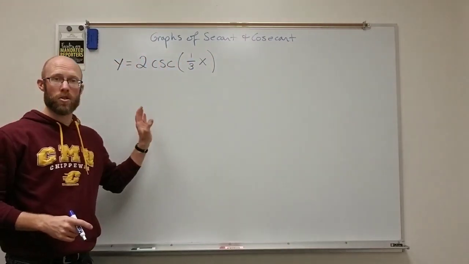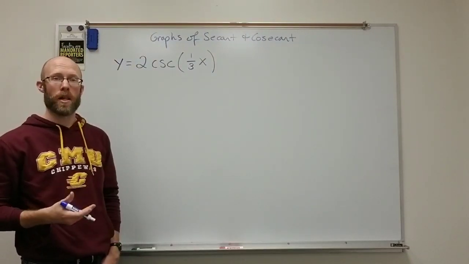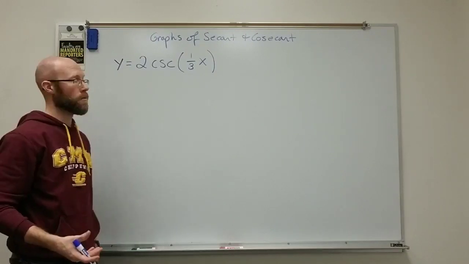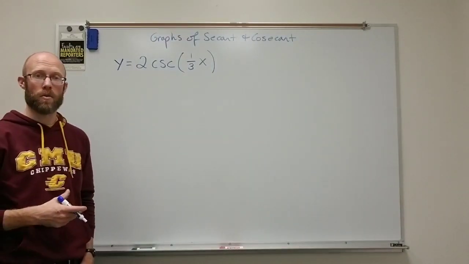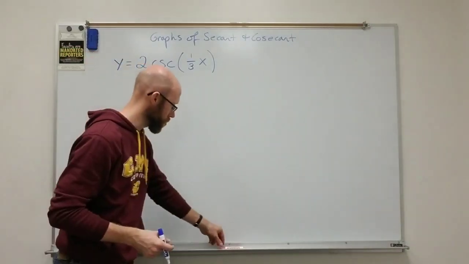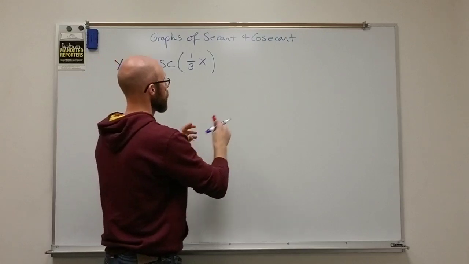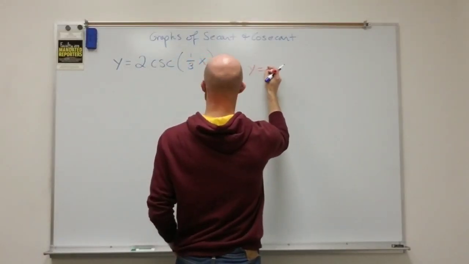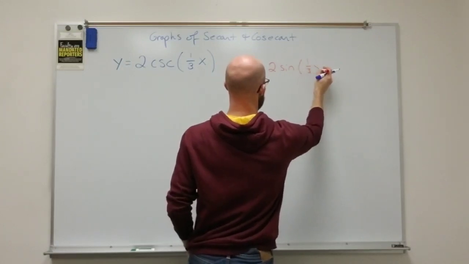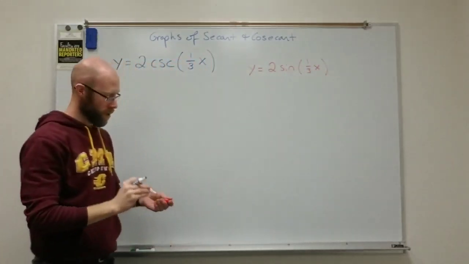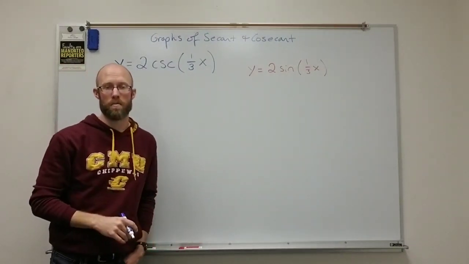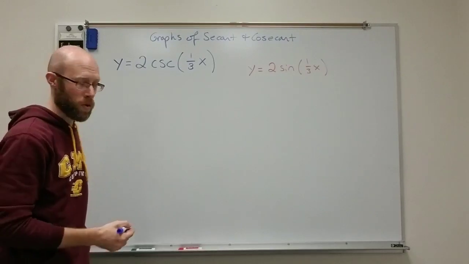Now, what I would actually do in plotting the graph of this is to plot the graph of something I'm more familiar with and then add in the cosecant. We know the cosecant is the reciprocal of the sine, and so I would first plot the graph of y equals 2 sine of 1/3 x, and then we just put the cosecant graph in on the same set of axes. Okay, so just a real quick way to do this.